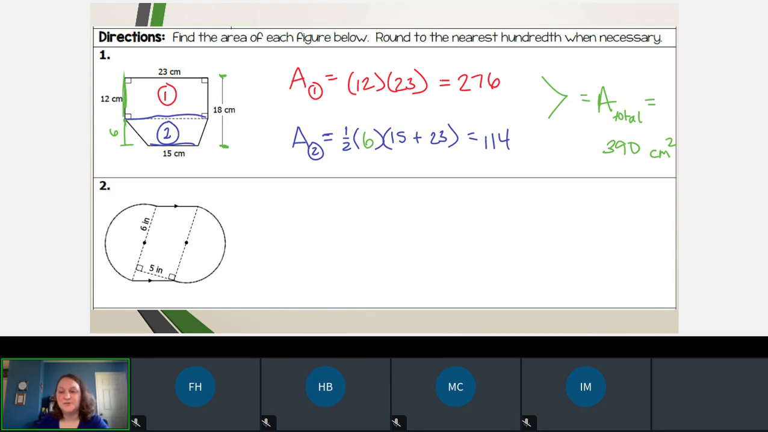Looking at number 2, what shapes do you see in number 2? Yeah, so you add the 2 areas at the end to find the total area. Yep. I see 2 half circles, yes. I don't see any rectangles though.